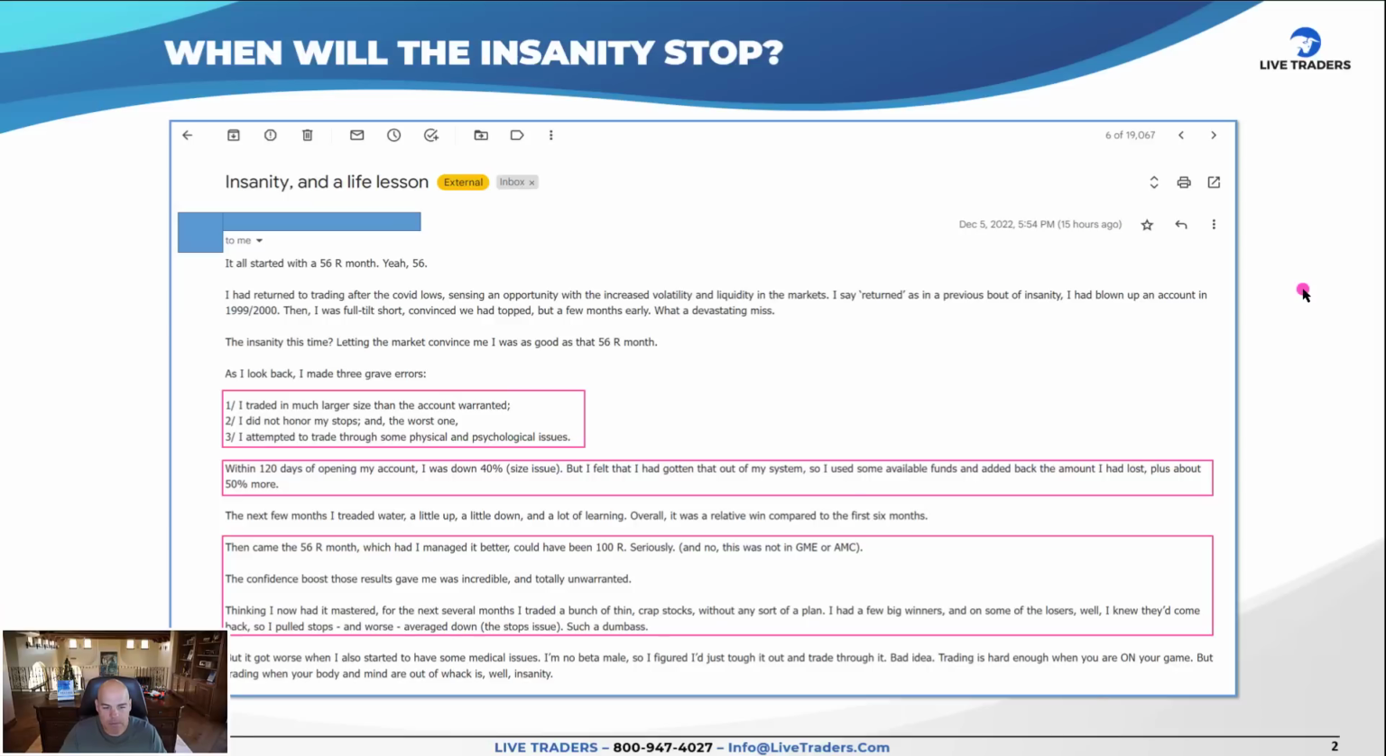So then came the 56R month, which I had managed better, had I managed better, I would have made 100R, okay? Seriously. And no, this wasn't GME or AMC, okay? The confidence boost those results gave me was incredible, and I was totally unwarranted, right? So this person is admitting, hindsight, of course, they were just lucky. It's rare that people admit this, but they were just lucky. Thinking I now had it mastered.